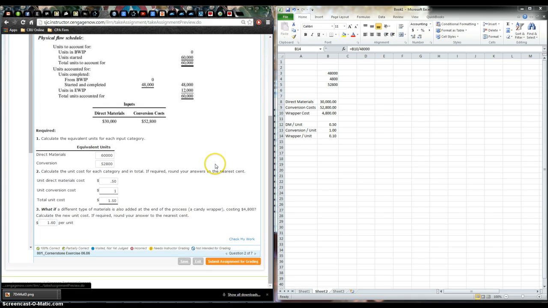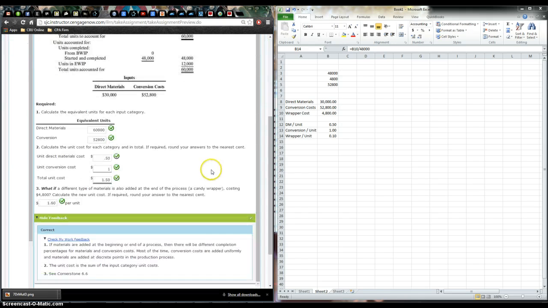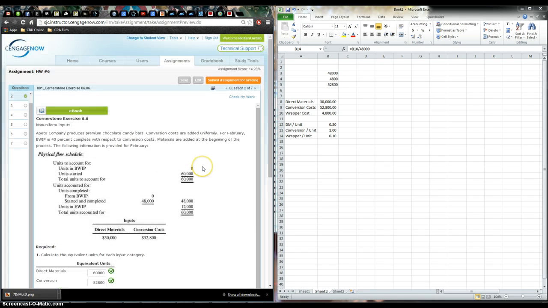If we check our work here, we should see that we completed everything correctly, and we did. And so that's a quick little overview of how we calculate conversion costs again.